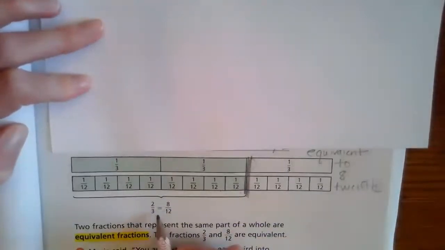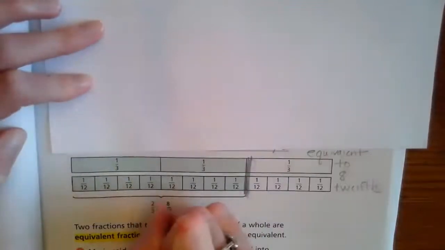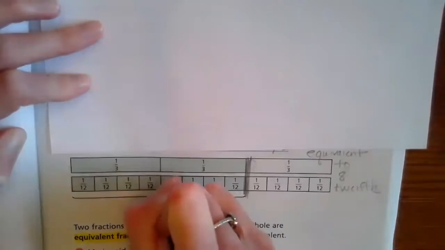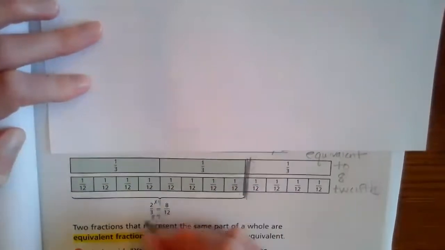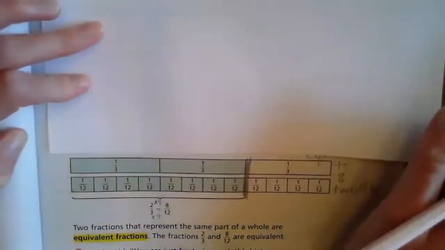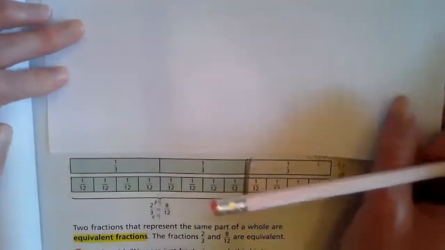Let's check the rule we just learned on the whiteboard. What would you multiply the 3 by to turn it into 12? 3, 6, 9, 12, times 4. So if we did the same to the numerator, we get an 8. That means these 2 fractions must be equivalent because when we multiply them by the same multiplier, or you could think of it as the same factor, we end up with an equivalent fraction.